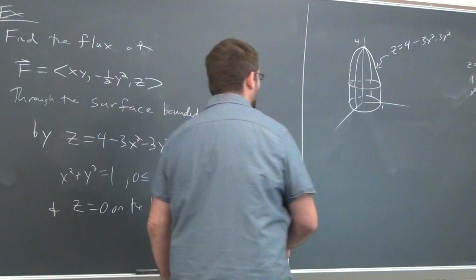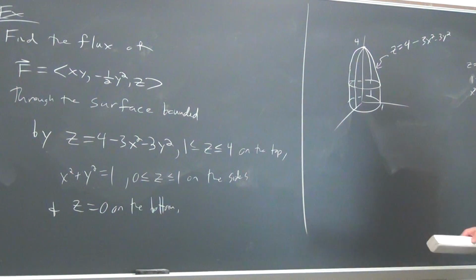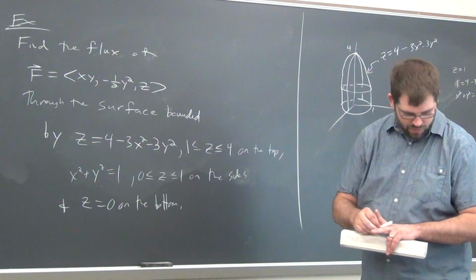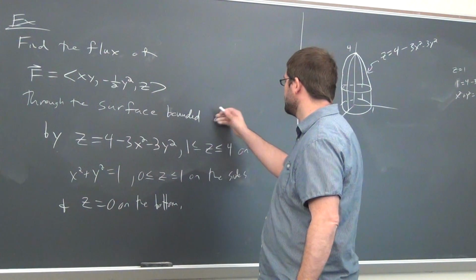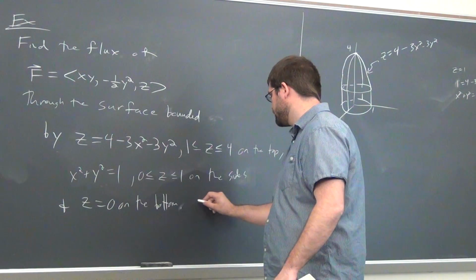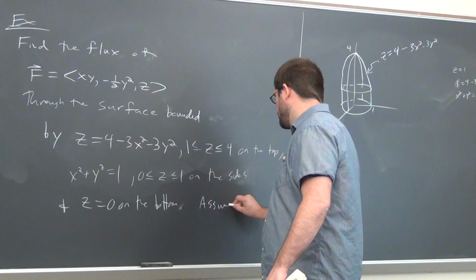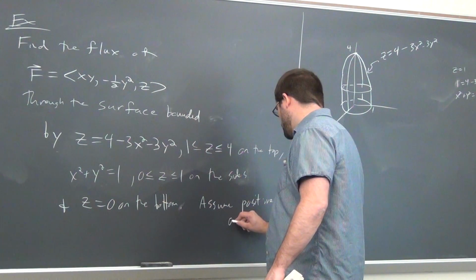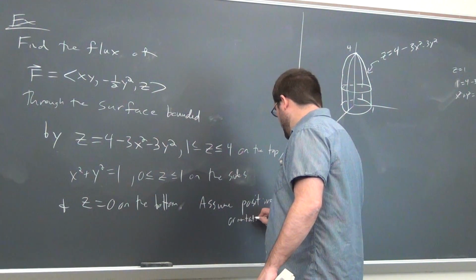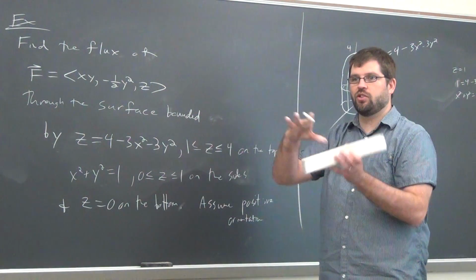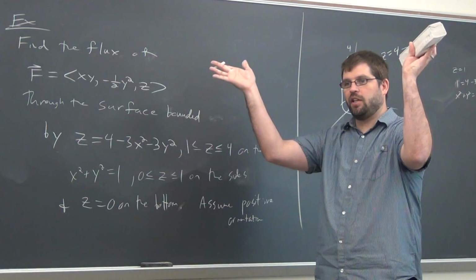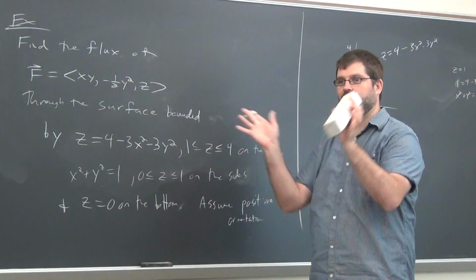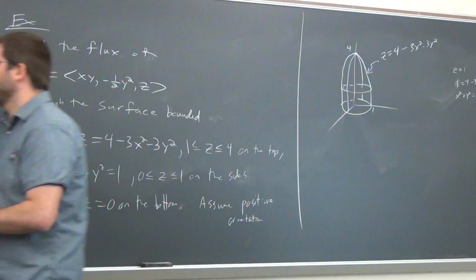Okay. So I think everything's good to just apply the theorem now. And so, oh, and I didn't even say, through this surface, assume positive orientation. So again, if you just describe a surface to someone, you assume the orientation's positive. If they gave you a parameterization, then you just have to check to make sure it's pointing out the right way.